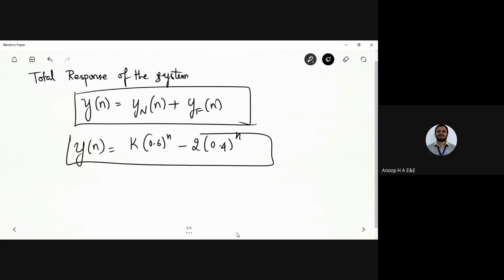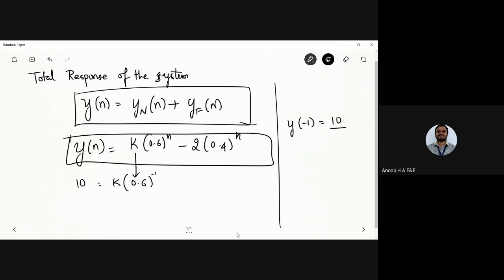So now the main thing is to find out the constant k. So what you need to do is use the initial conditions. So y of -1 is equal to 10, so 10 equals k times 0.6 power -1 minus 2 times 0.4 power -1. So depending on the value of n that you have given as -1, the value of k would be equal to 9.